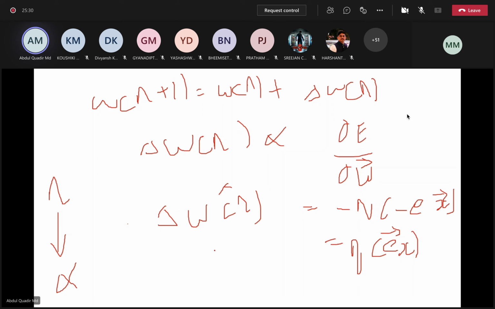Okay, this cap indicates that they are the estimates. So LMS. If you see this particular stochastic gradient, how it will look, somewhere it will be like this, something like that. So it is called stochastic gradient descent.